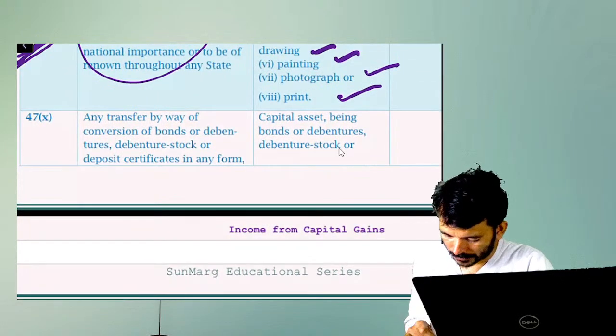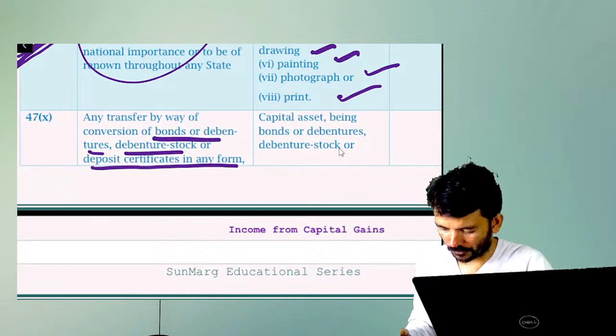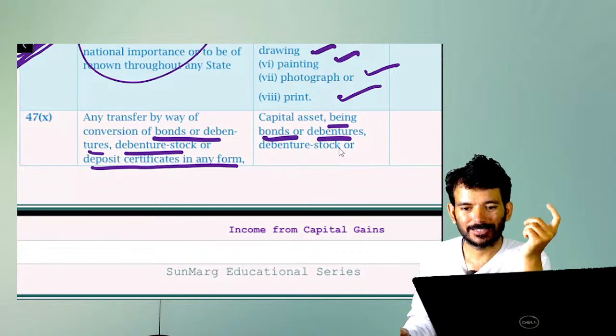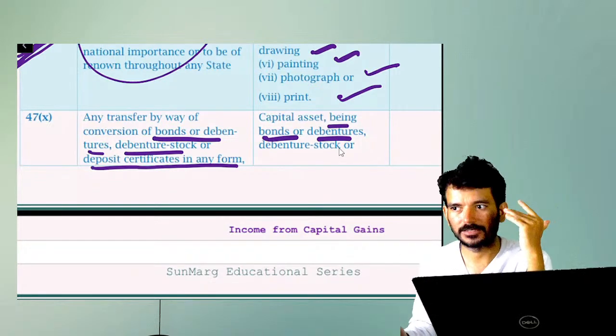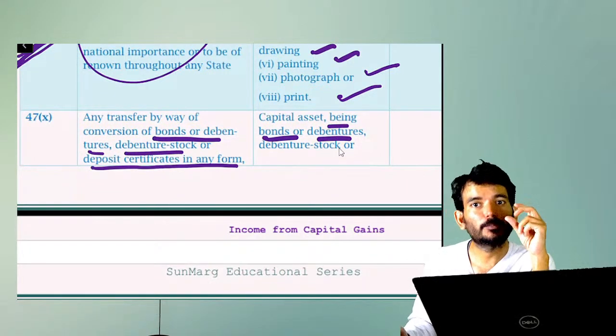And conversion from bonds to debentures or debenture stocks or deposit certificates of any form, being bonds or debentures. You might have heard of convertible debentures at CPT or foundation level. We might have studied this. I'm issuing a debenture, I will convert it in future. So convertible debentures, convertible bonds, convertible preference shares.